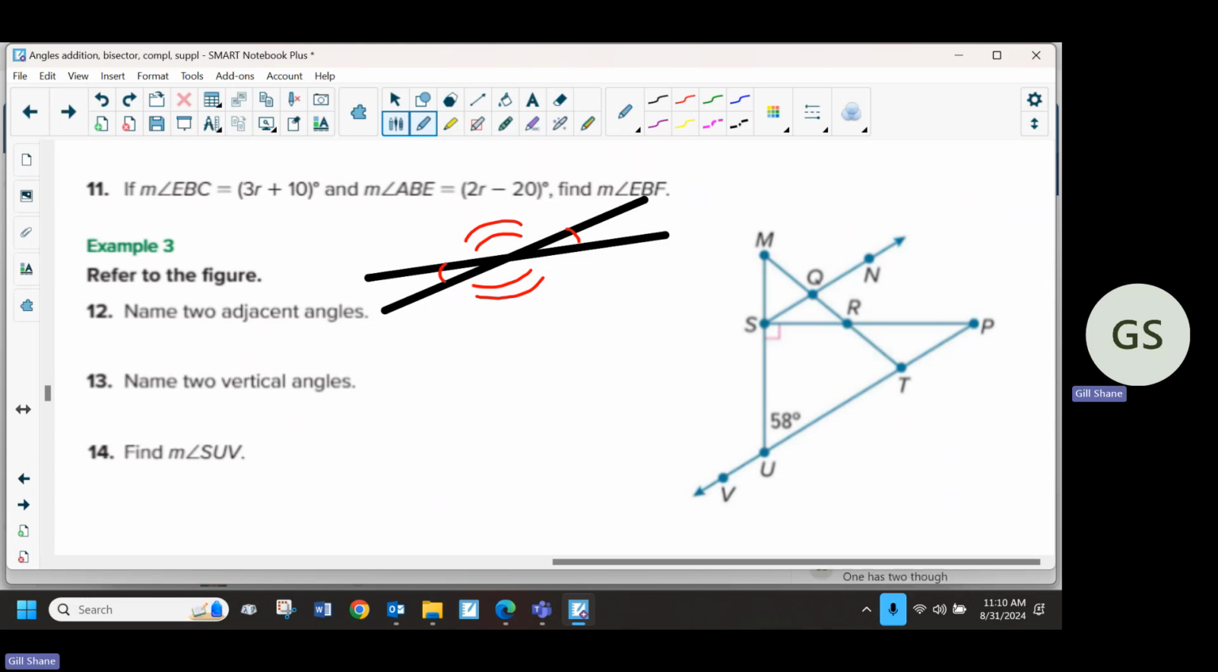So that is called vertical angles. There is no exception to that. Anytime you see an X in a picture, so there's an X. So that angle is going to be congruent to that. That's going to be congruent to that. Anytime you see an X.